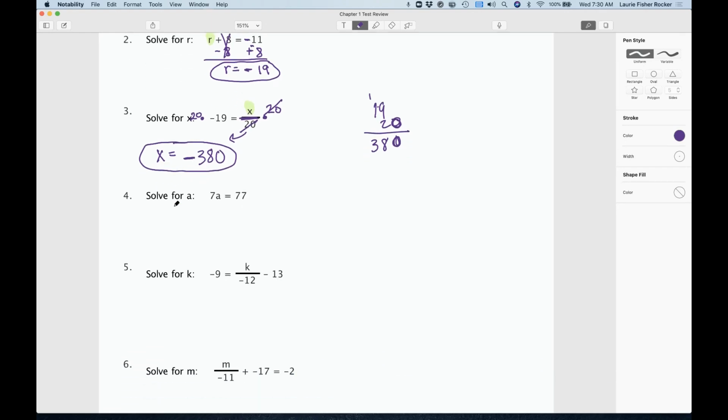Okay, 7a equals 77. All right, so that one's a times. So to undo times, highlight that. To undo times, I'm going to divide. So divide by 7, divide by 7. A equals 11. Maybe have a multiplication chart nearby so that for some of these math facts, you have them pretty quick. You can look at that.